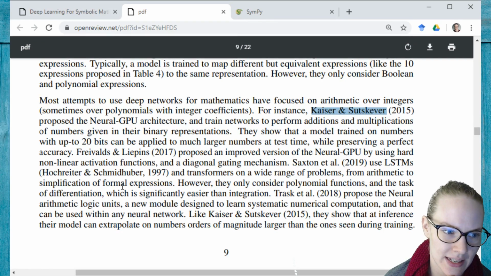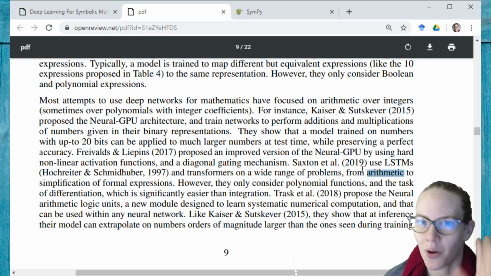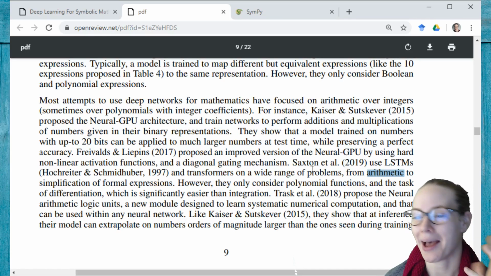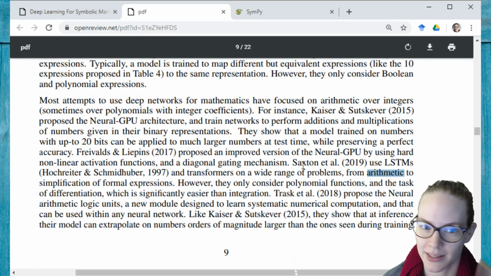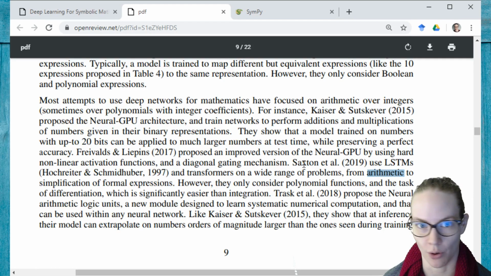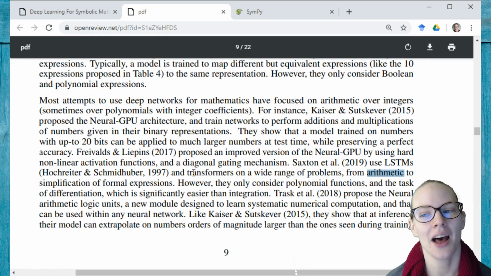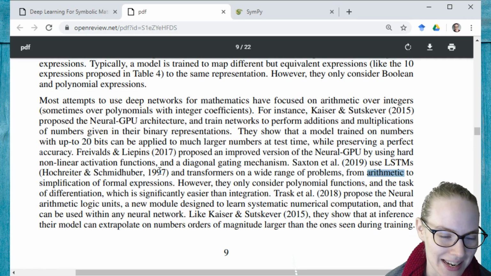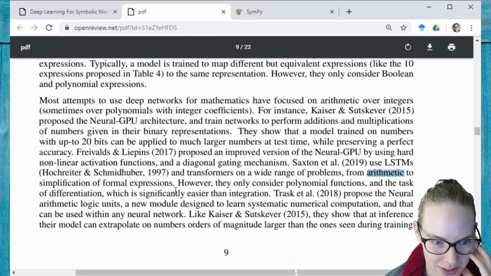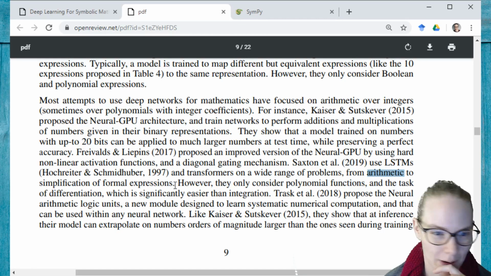Saxton et al. use LSTMs and transformers on a wide variety of problems, from arithmetic to simplification of formal expressions. Okay, this might be one of those things in math where I know what a number is, and I don't know what a number is. Maybe I know what addition is, but I don't, and it's actually way more complex than I think. There's gotta be some complexity that I'm not getting here about why you would use a transformer, or any neural network, to do addition. There's gotta be something else going on.